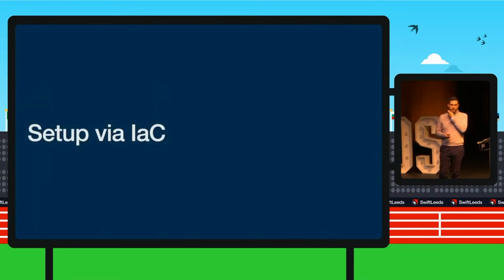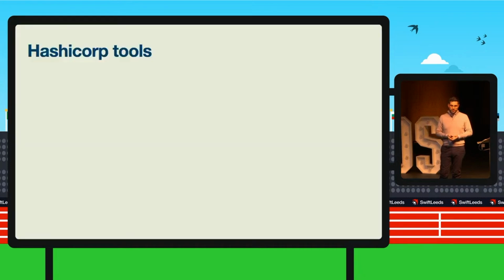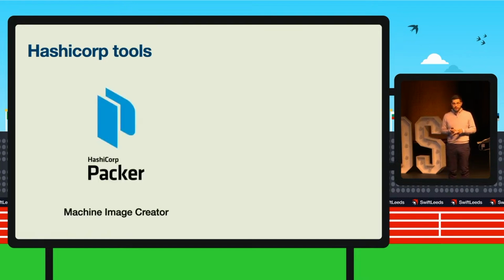But we want to do this better, right? We want to do it with IaC, with infrastructure as code. So it's time to introduce a couple of tools that will simplify our lives. The first one is Packer. It's a tool from HashiCorp. HashiCorp is an amazing company that provides tools for DevOps. It's a CLI tool and a machine image creator, right? So we're going to create the AMI using Packer.